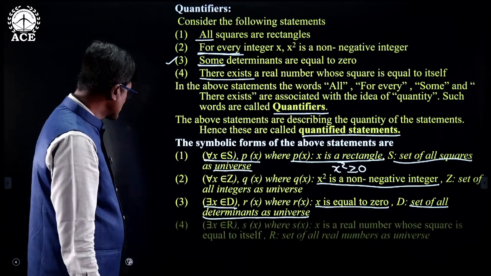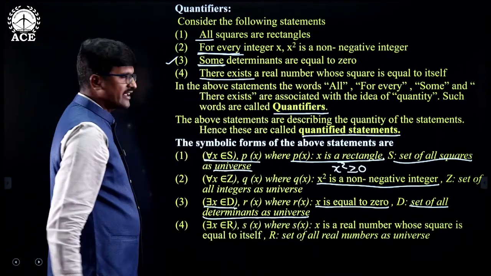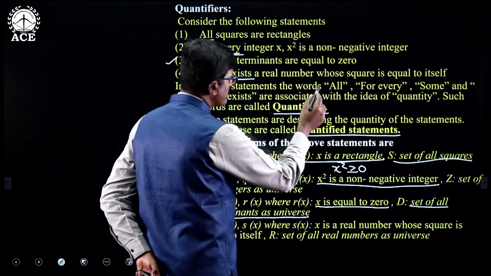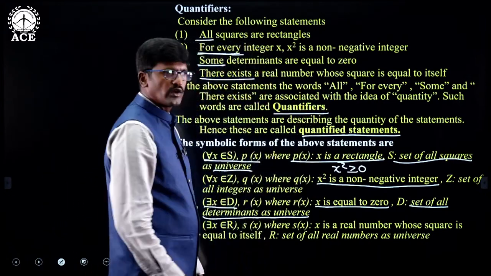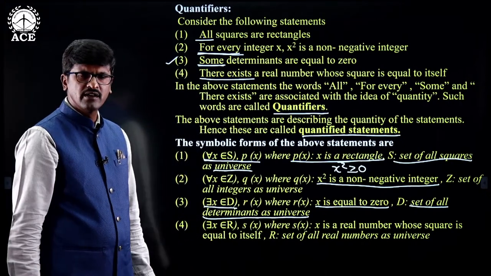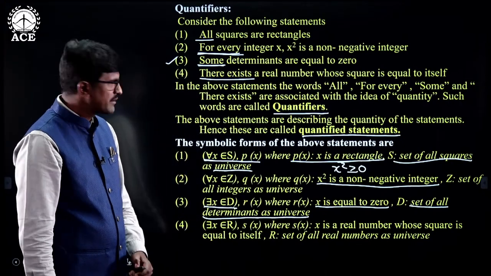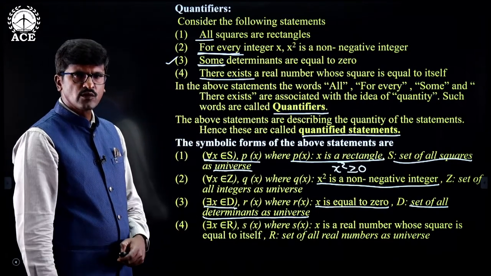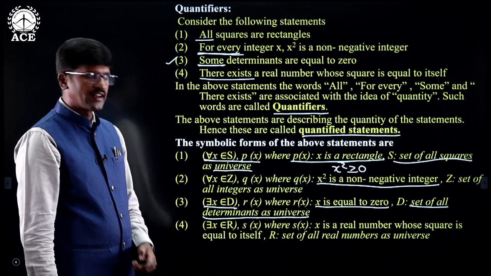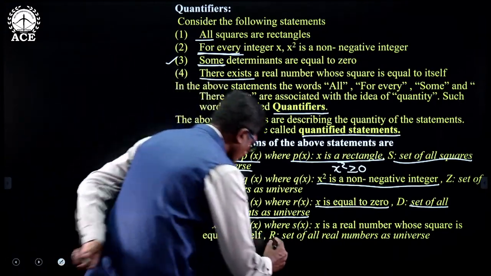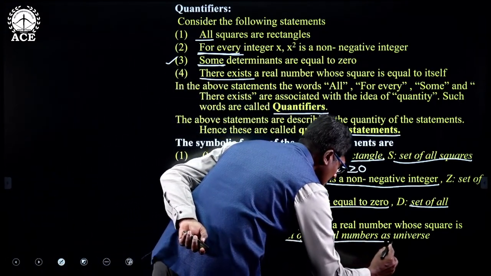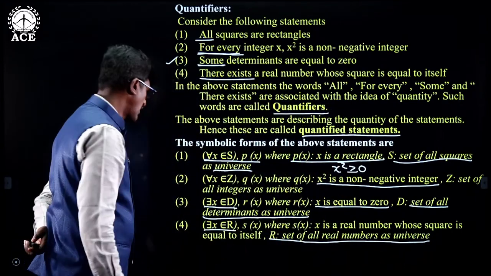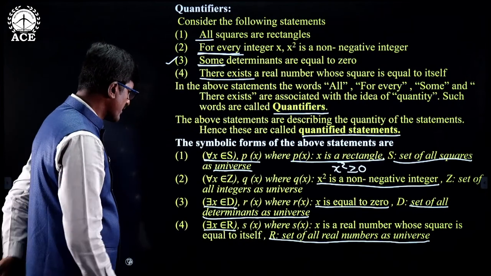And the fourth one is "there exists". There exists is the existential quantifier statement. There exists a real number whose square is equal to itself. That means in this fourth example, there exists is the existential quantifier and the set of all real numbers is the universe. For some x belongs to R, S of x.